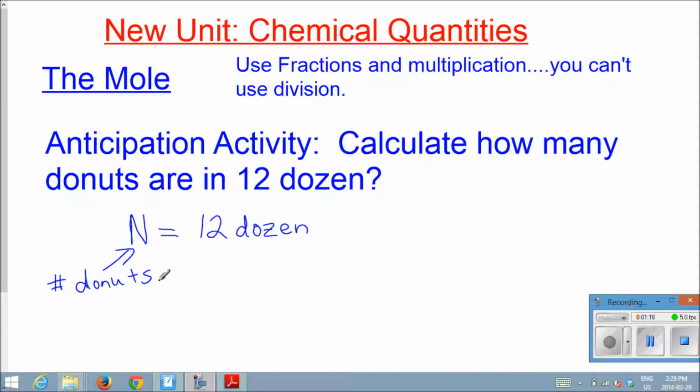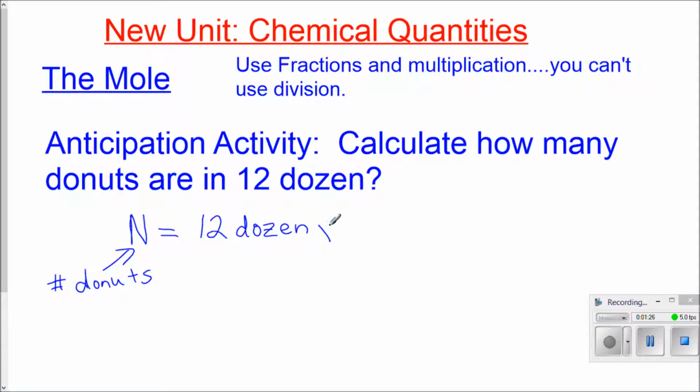Okay, so to find the number of donuts, I'm going to use big N to represent number of things, and we have 12 dozen to start. This is what you should have thought of, and I hope you did. If you didn't, that's okay. What we're going to do is multiply by a fraction so we can avoid the division sign here anyways. We have dozen here, so we want to cancel out those units. This is called unit cancellation, so I put dozen down here, and then I put donuts on the top. Now I'm going to put some numbers in here that are equal to 1, in the sense that they're the same amount.